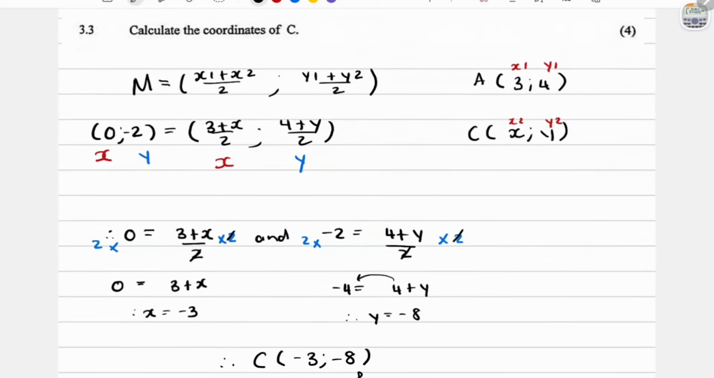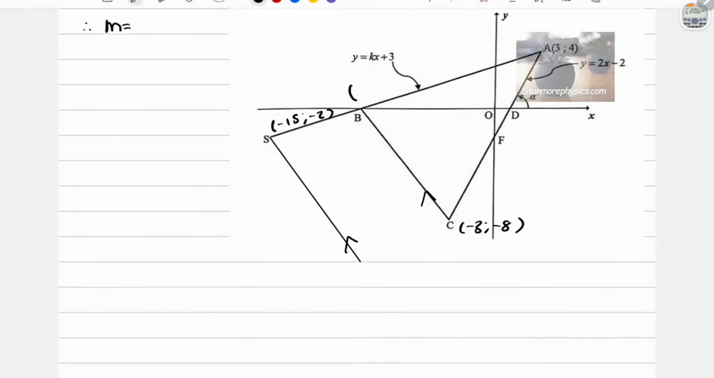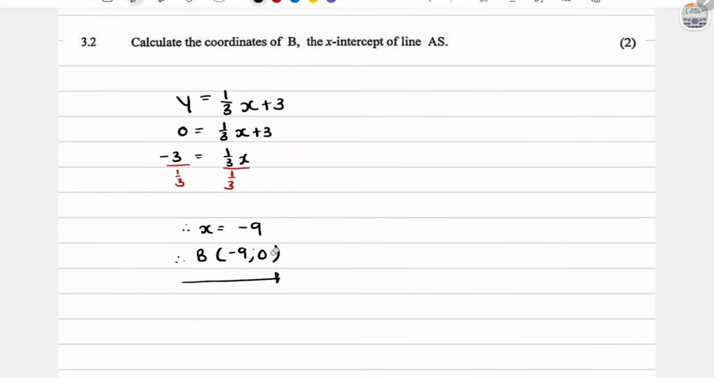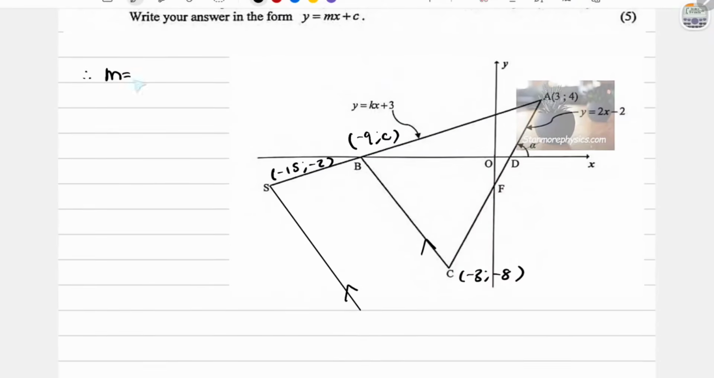We found out that B, well, let's start with C. C is -3 and -8. And we knew that B, we found B already, which is -9 and 0. So let's go ahead and find the gradient first. So our gradient, the formula is this. So it means that to find the gradient of BC, we would just say y2 minus y1. We can start with the C. So -8 minus 0 over -3 minus -9, which of course when you distribute would become a +9.